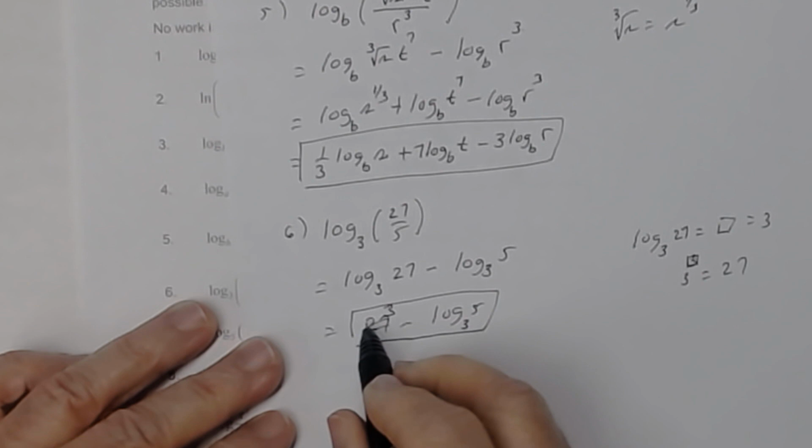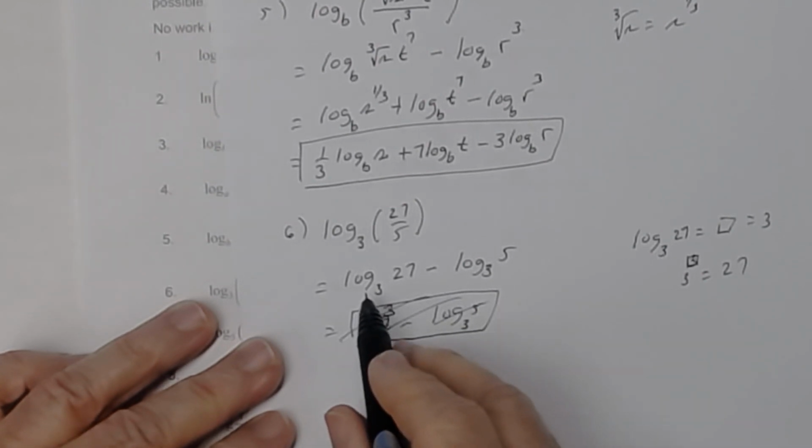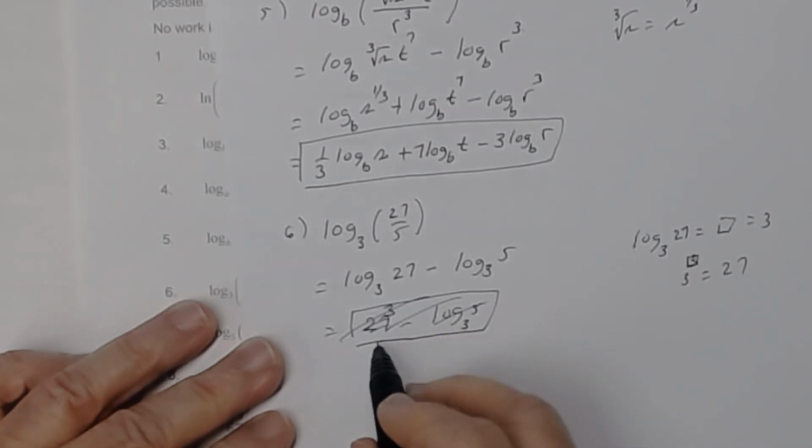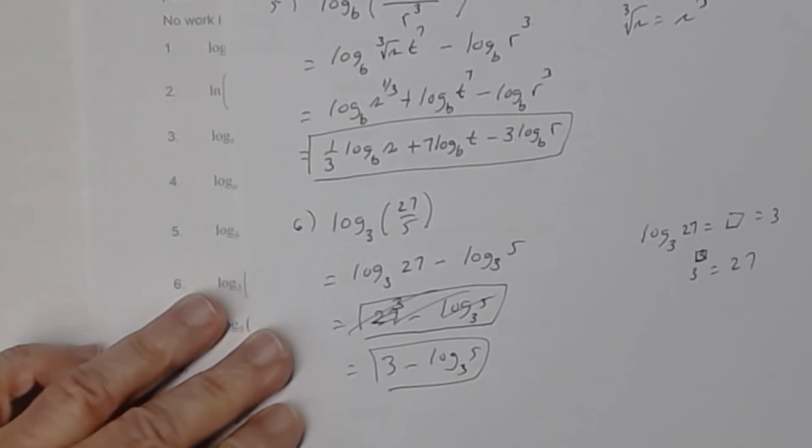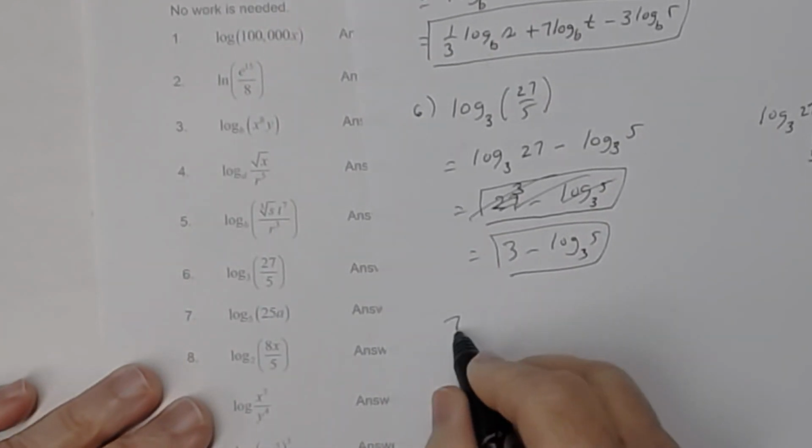All right, so let me go ahead and just rewrite this over. 3 to the third is 27. So that's 3 minus the log of 5 base 3. So that's the answer. All right, number 7.